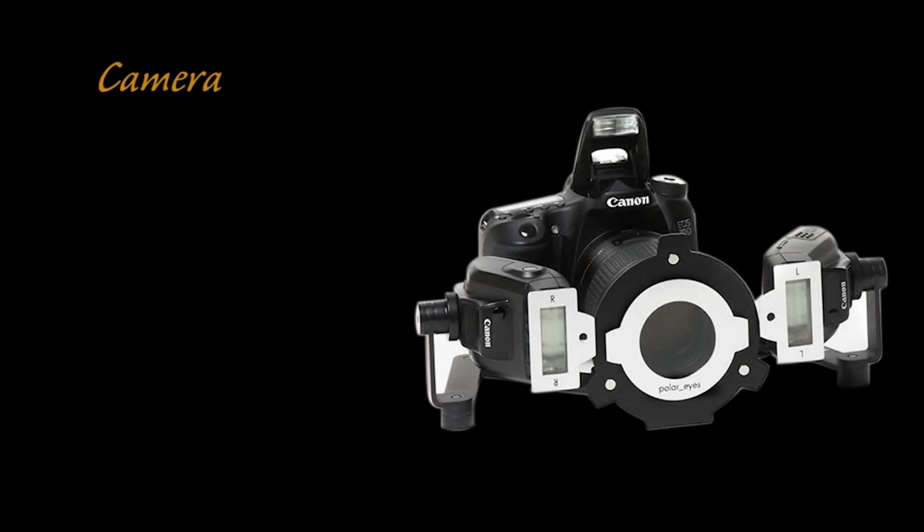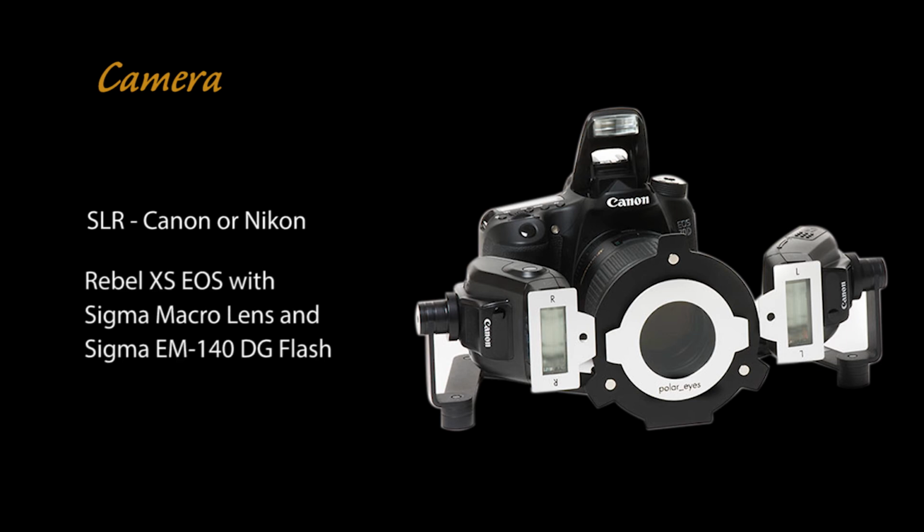We do this through a digital camera. Now, the digital camera that I'm going to be referencing here is really called an SLR digital camera. This is not your conventional point and shoot camera that you're going to pick up from the local department store. This is going to be a full functional SLR Canon or Nikon type camera. Now, what I want to reference here on camera settings is you see this is a Rebel XS EOS with a Sigma macro lens and a Sigma flash.